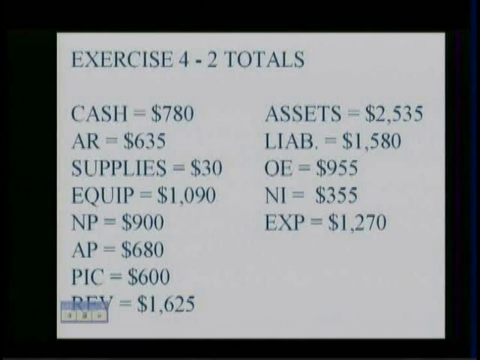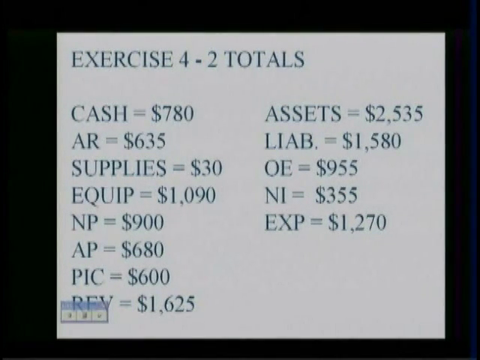Now if you go through, after you've done all of these events across that horizontal model that you've developed, you should have some totals there. And what I've shown you on the next slide are the totals that you should have for each of those accounts. For example, your cash should be $780, your receivables should be $635, and so on.